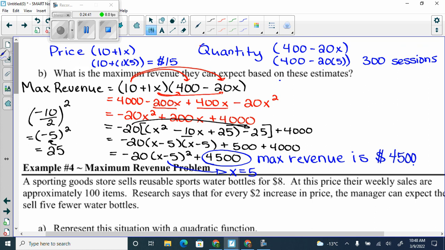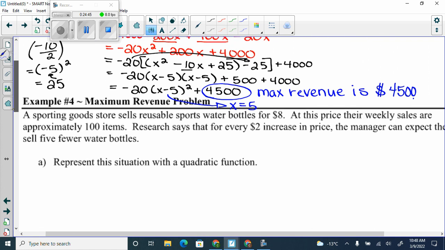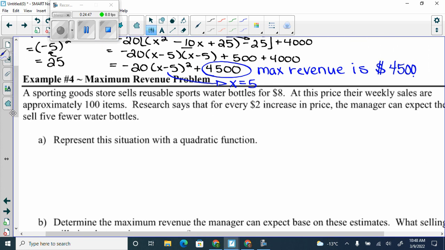Okay, example 4 is another one. You're going to try it out. Try example 4. This one is about a sporting goods store selling reusable water bottles. And if they had sold this many and this many, they're now going to increase the price and see how many sell. Do they always have to increase? No, they could decrease the price and then increase how many are being sold or something like that. Okay, you're going to try it out.